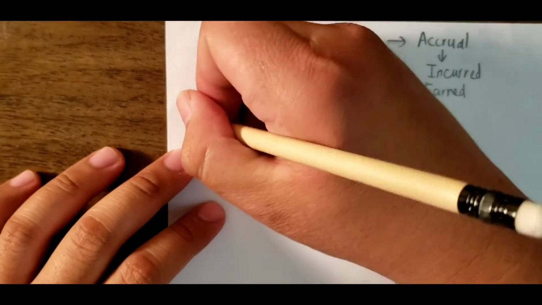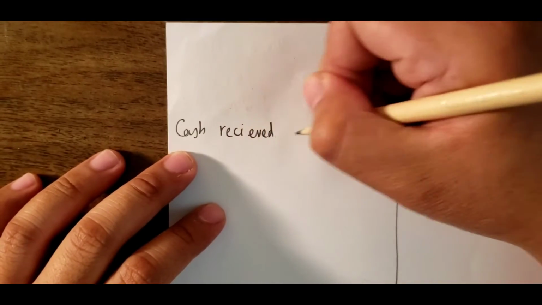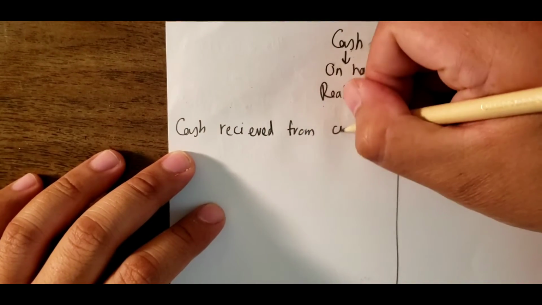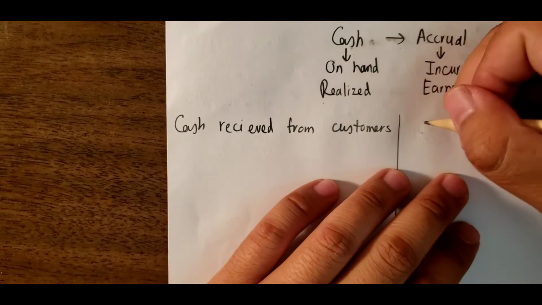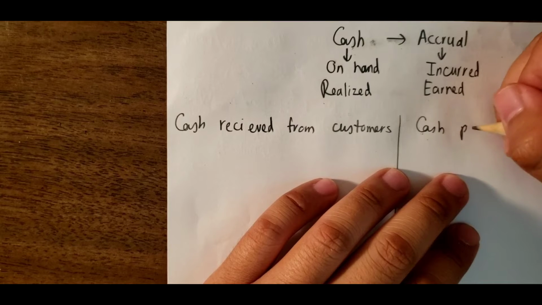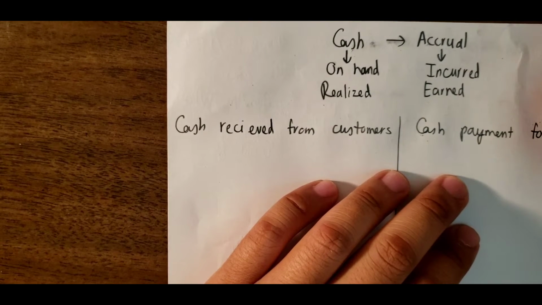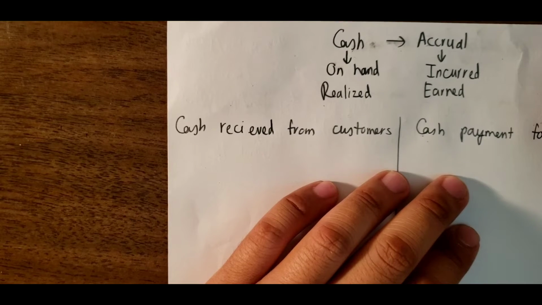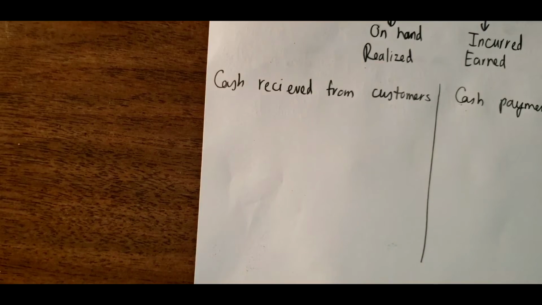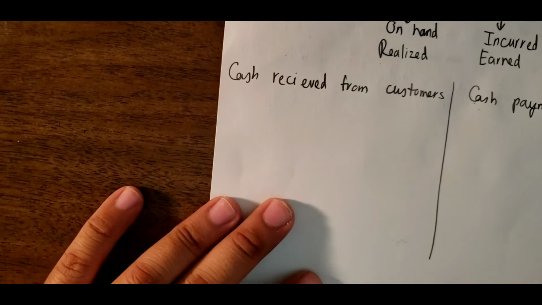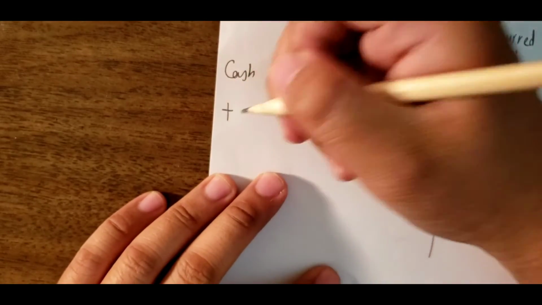We know that cash received from customer, and cash payment for operating. So we know that for cash received from customer, we need to do plus.